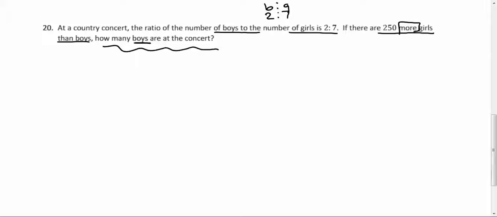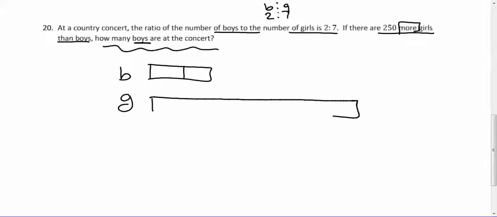So again, first step, we're going to take a look at that ratio, boys to girls. And we have 2 boys for every 7 girls. So draw that out. 3, 4, 5, 6, 7. Okay, so step 1 done. Step 2, we're going to label the other info. So it says there are 250 more girls. So that's not the number of girls in all. That's just saying that right here is the amount that's the same, right?